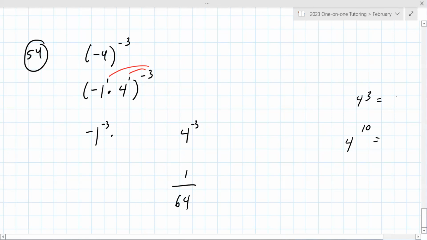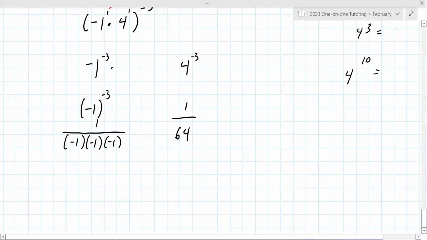Good. Now this one is really awkward. It's sometimes better to rewrite it this way: -1 to the power of -3. What that means is -1 times -1 times -1, but it's on the bottom. So, what is that? What does that become?